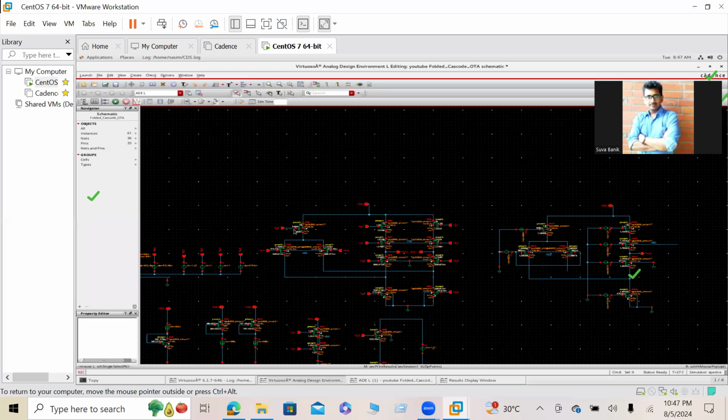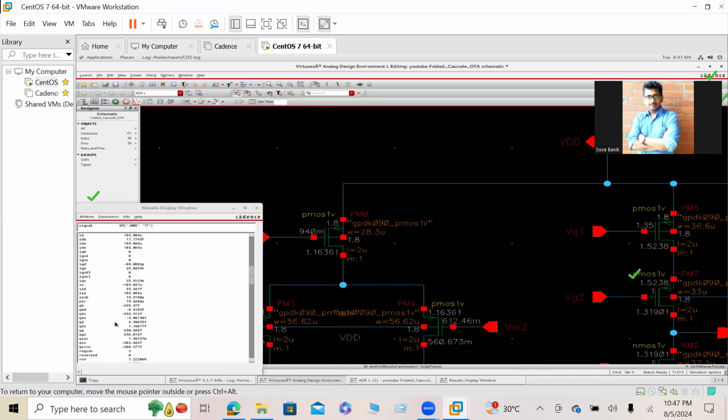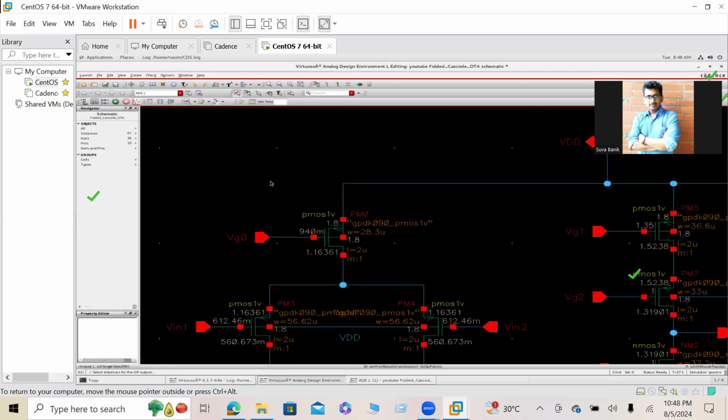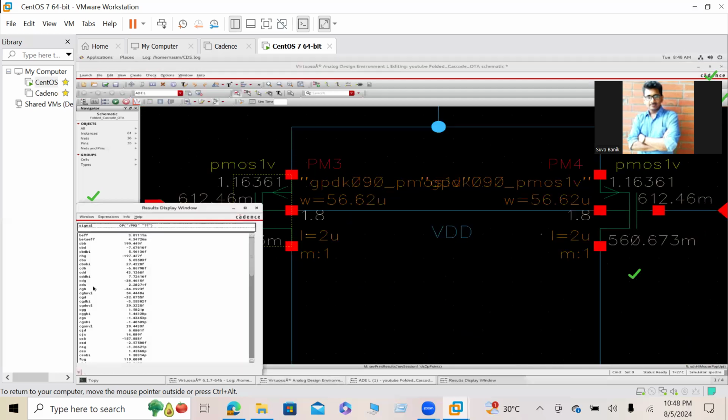What is my assumption? My assumption, this transistor should carry 400 microampere current. Let's see its ID. You can see its ID, sorry, PM0. The ID for PM0, where it is, you can see it's around 400 microampere, right? And the current flowing through this branch should be 200, or nearly 200. So you can see it is 200 microampere.